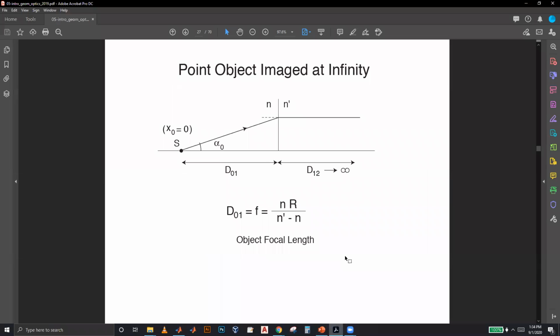Okay, so this is a point object imaged at infinity, just the reverse. I think I'll leave this up. You can take a look at what this case is and solve the problem by yourself. And if you have questions, ask me later on.